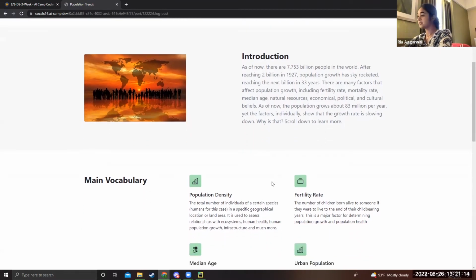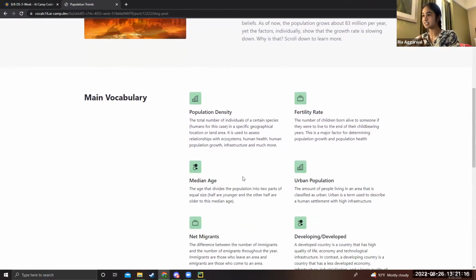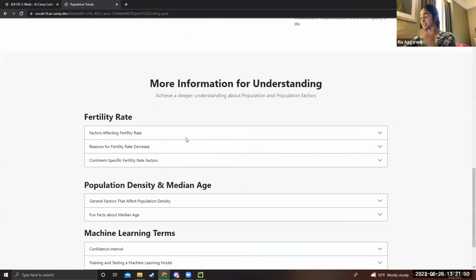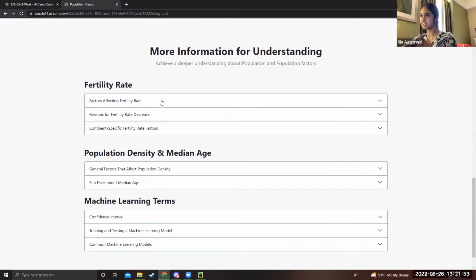Why is that? Well, if you continue scrolling, you get a better glimpse on why, at least the main vocabulary. So in this section, you see 6 or so main vocabulary that is used throughout our website. And that is because in our interactive visuals, you get to actually select which inputs you want, and you may want to know what they are and why they're so important. So these 6 main vocabs are population density, fertility rate, median age, urban population, net migrants, and developing and developed.